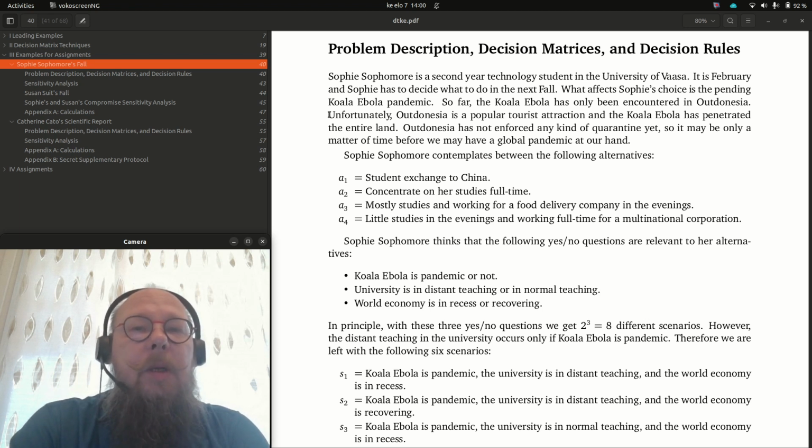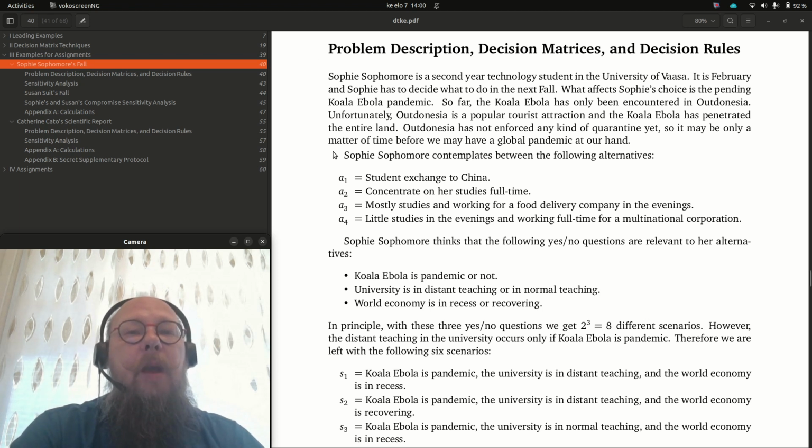So, what does Sophie Sophomore intend to do? She contemplates between the following 4 alternatives. A1, student exchange to China. A2, concentrate on her studies in Vaasa full time. A3, mostly studying and working in a food delivery company in the evenings, a little bit, but mostly studying. And A4, not so much studying, a little bit of studying in the evenings, and working full time for a multinational corporation. So these are the 4 alternatives Sophie Sophomore has to choose from.